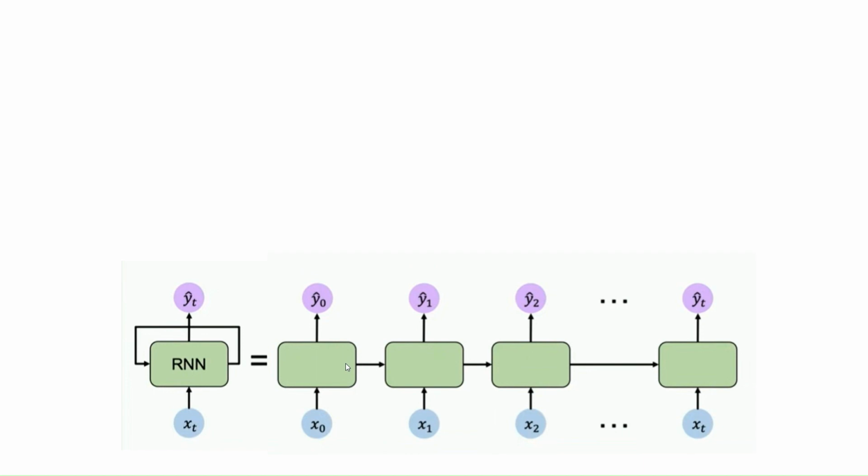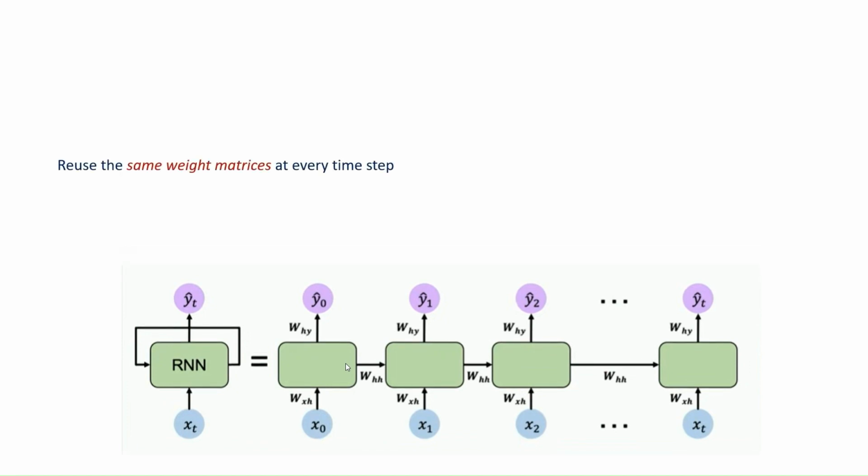sequence data. Here, WXH are the weight matrices, or weighted transforms, from the input state to the hidden state. WHH are the weighted transforms from the previous hidden state to the current hidden state. And WHY are the weighted transforms from the hidden state to the output states. An important thing to remember is that the same weight matrices are used at each time step.